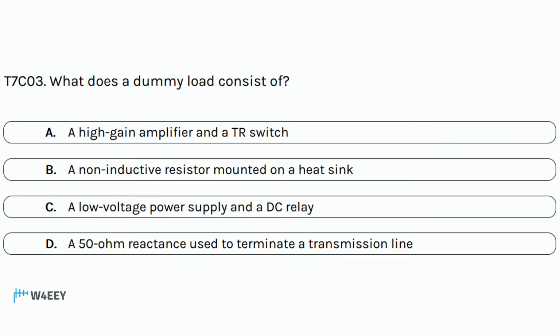So what does a dummy load consist of? Bravo. Yes, a non-inductive resistor, 50 ohms, mounted on or in a heatsink.